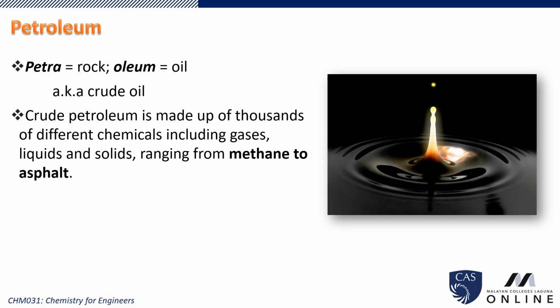Petroleum, from petra meaning rock and oleum meaning oil, is also known as crude oil. It is a complex mixture of thousands of compounds including gases, liquids, and solids ranging from methane to asphalt. In its raw form, petroleum is not directly useful and its value comes from separating its components.